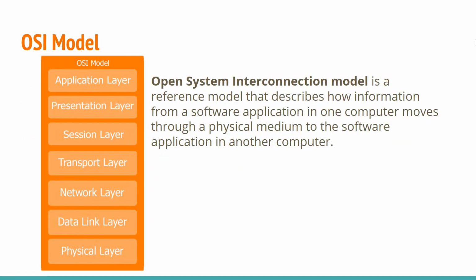So the Open Systems Interconnection model, like stated, is a reference model that describes how information from a software application, like say a web browser that's open on your computer, or your online conferencing application, like say Skype or Zoom, or anything else that runs on your computer that needs access to another application sitting remotely on a different computer, right?